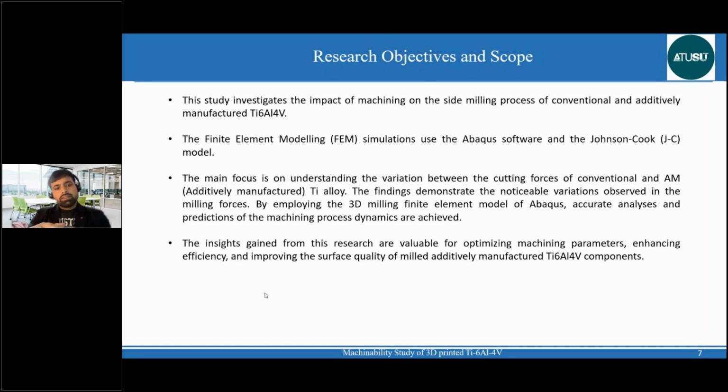The insight gained from this research, which is the main objective, is optimizing the parameters, because getting the stress values and cutting forces from this operation would help us improve the machining parameters and enhance the efficiency.